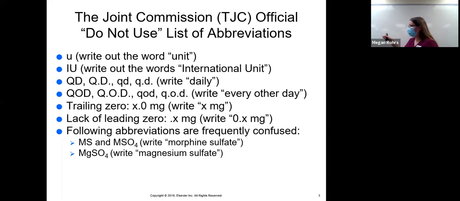Okay, easily misinterpreted. A lot of times people will mix up QOD with QID. What does that mean? 4 times a day. So if you have an order that's only supposed to be given every other day and you give it 4 times a day, that is high risk for serious reaction. Same with decimals. Anytime we're writing decimals, we would not want to just leave our decimal like that, 0.20. Why?